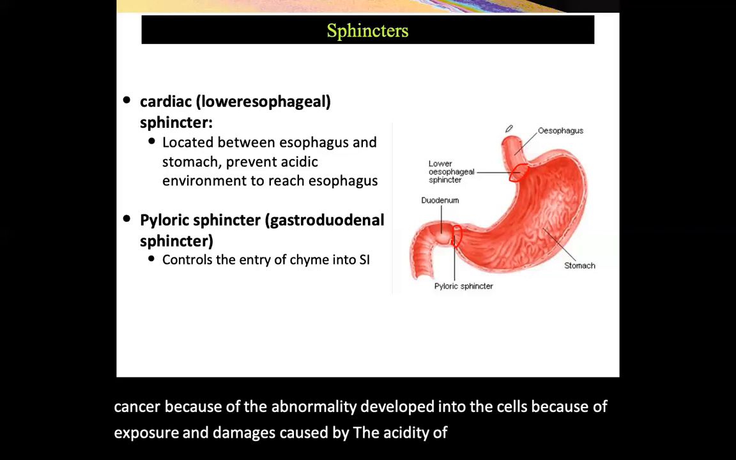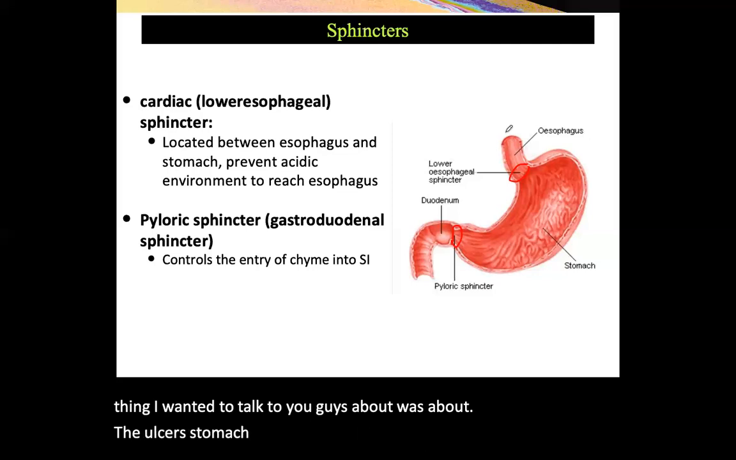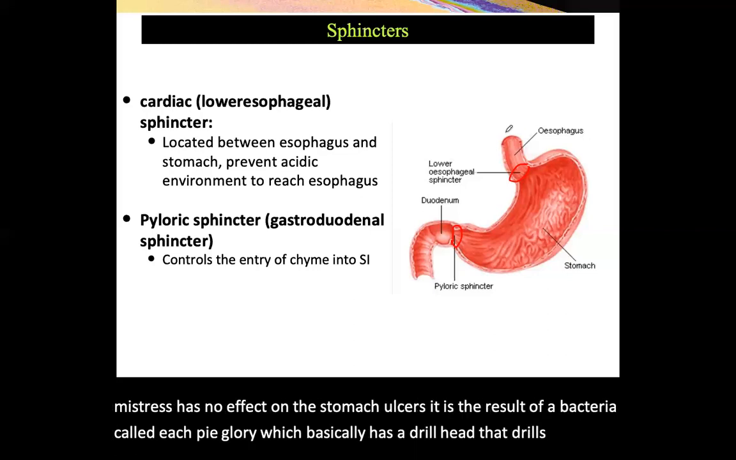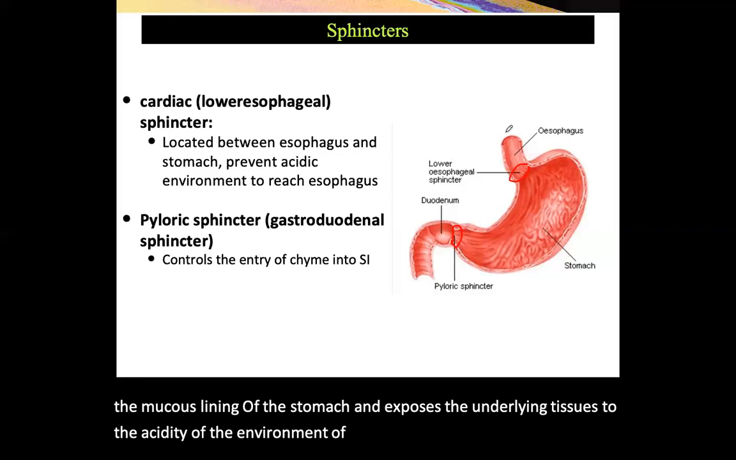The other thing I wanted to talk to you guys about was the ulcers, the stomach ulcers. A stomach ulcer is not associated with stress. Stress has no effect on stomach ulcers. It is the result of a bacteria called H. pylori, which basically has a drill head that drills through the mucus lining of the stomach and exposes the underlying tissues to the acidity of the environment of the stomach, and that causes the damage.